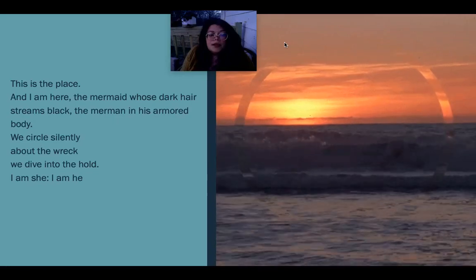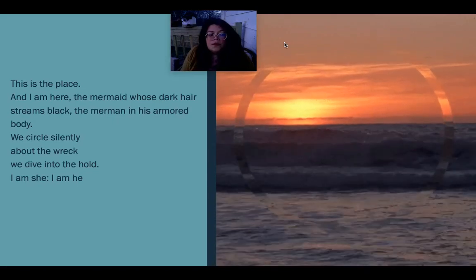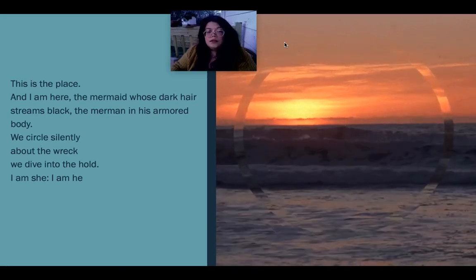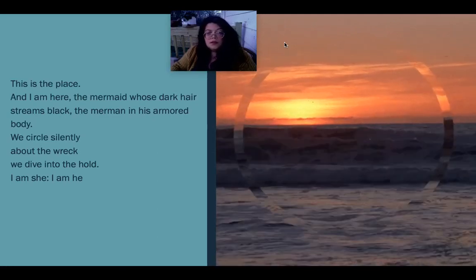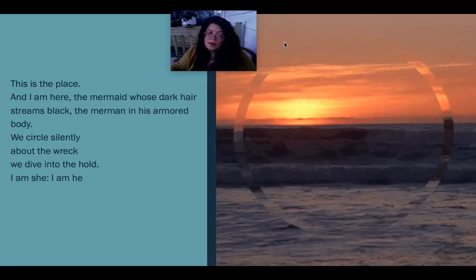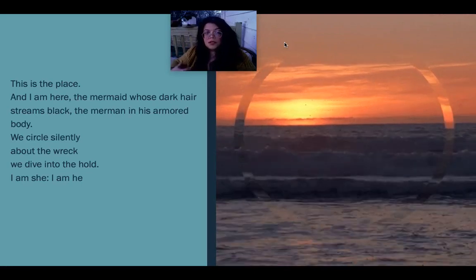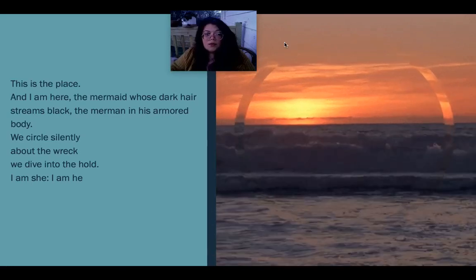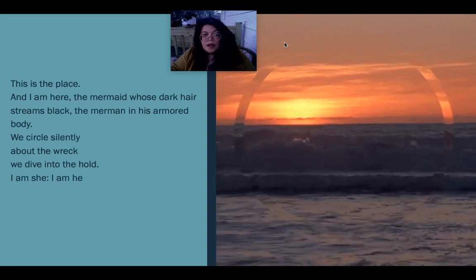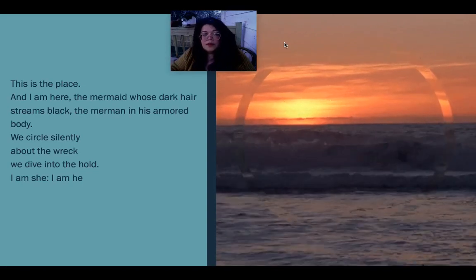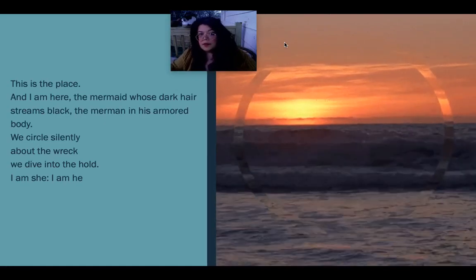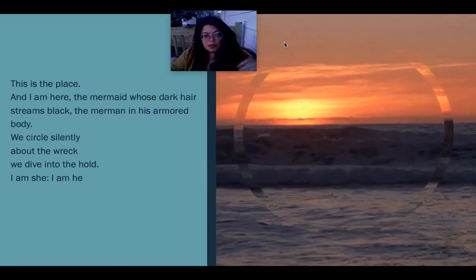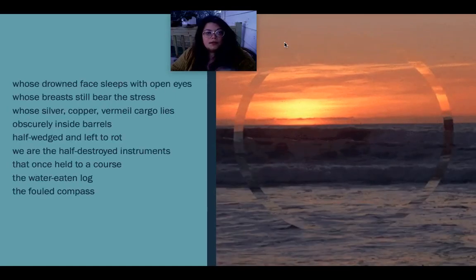We circle silently about the wreck. We dive into the hold. So we dive into the embrace, into the acceptance, into the togetherness, and we also dive into the hold. We dive into each other. And then hull too sort of sounds like the hull of a ship. We dive into the center of the wreckage. We too. I am she. I am he. I am equal. The sexes here are equal. Or I am the two as one. I am the balanced identity that's been sort of liberated by acknowledging the past and what the past has done.